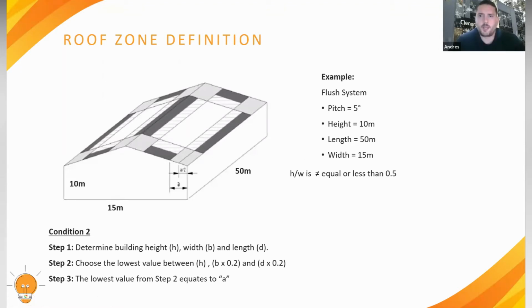This is just when condition number 1 is not met, then we have to subdivide the roof as it would be a tilt system. And here we have the height 10 and B and D times 0.2. As you can see, the lowest value would be 3 meters. So in this case, A would be 3 and A divided by 2 would be 1.5 meters. So that's how we can divide in this condition.